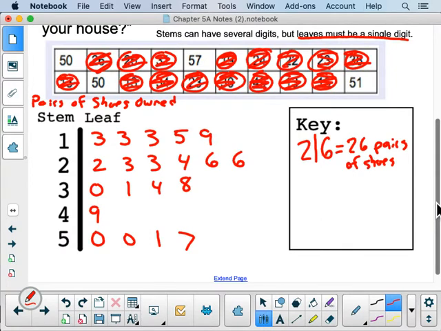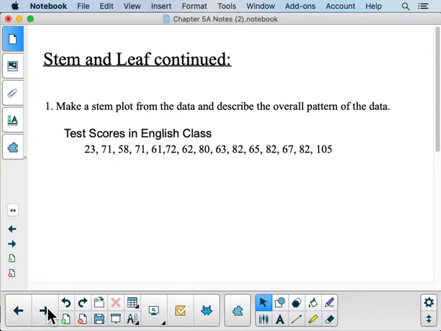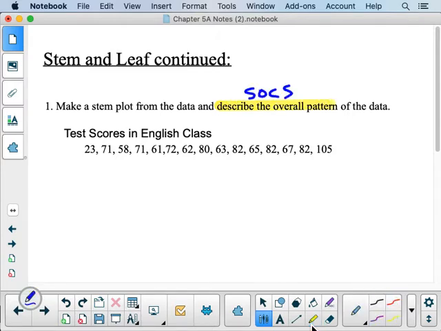Okay, so this is a stem and leaf plot of how many pairs of shoes these people had at their house. Now we can evaluate it with SOCS the same way that we might do a dot plot from the other day. So the next couple, we'll do the stem plots again, but we'll also describe the overall pattern. When it says to do that in your directions, that is telling you that you need to do SOCS, S-O-C-S. All right, let's do this again.